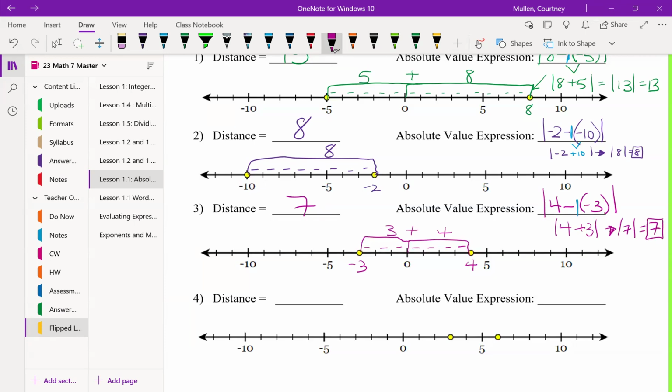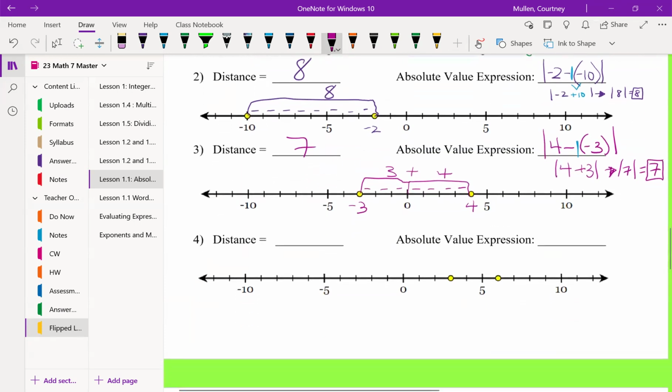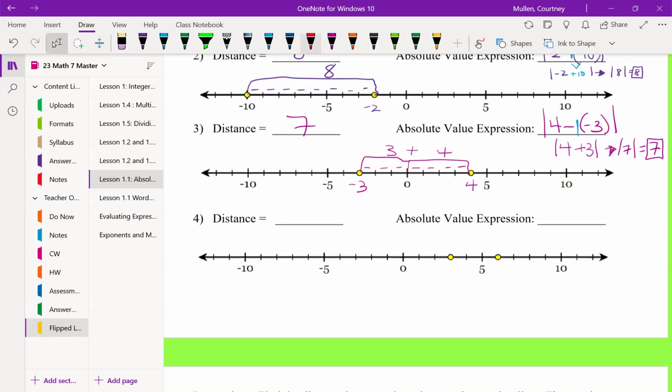How'd you do? And the last one here. What other color should I use? Let's go with orange. So first thing, we're going to label our values. Figure out, what is this distance? 3 units. Absolute value expression, the larger minus the smaller. Different sign, subtract, keep the sign of the higher number. And so we end up with 3 units. How'd you do on those two?